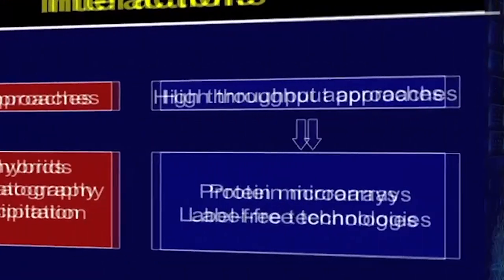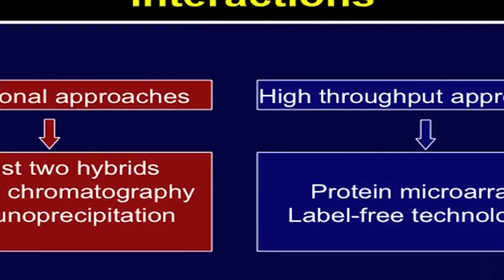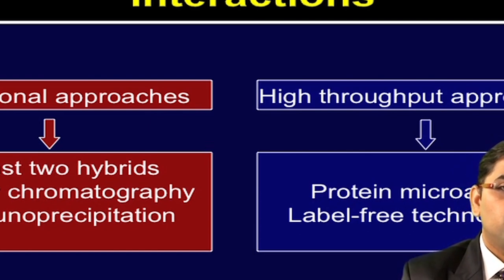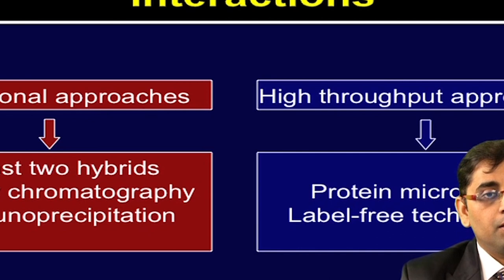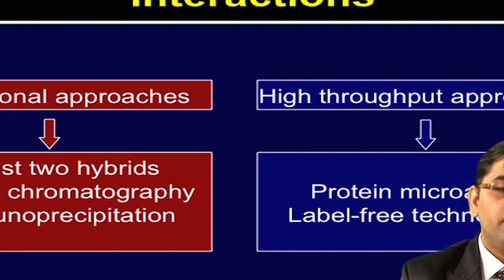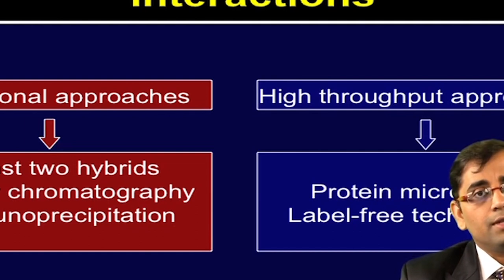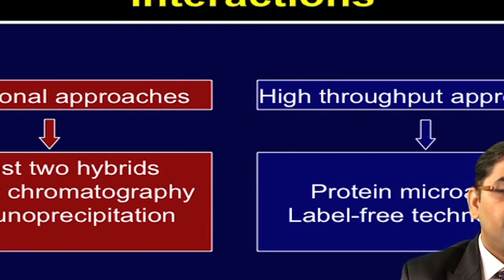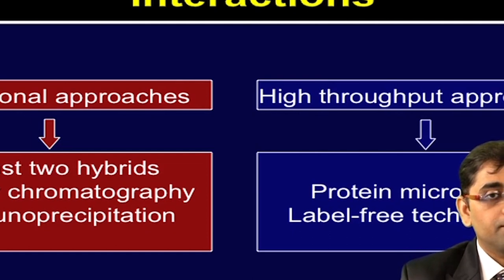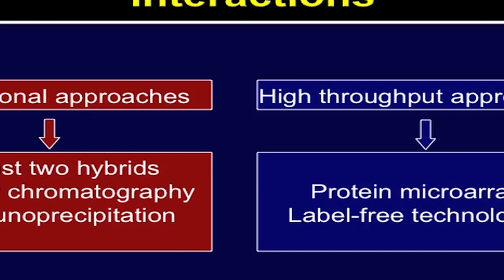There are two different ways of studying these protein-protein interactions. The traditional approaches, which are very popular and used as classical experiments to establish any protein interactions. However, nowadays there are quite a few high throughput approaches emerging which are making their mark in the interactomics field. The traditional approaches include yeast two-hybrid, affinity chromatography and immunoprecipitation, and more recent approaches include protein microarrays and different types of label free technologies. We will delve into the traditional approaches in this lecture.